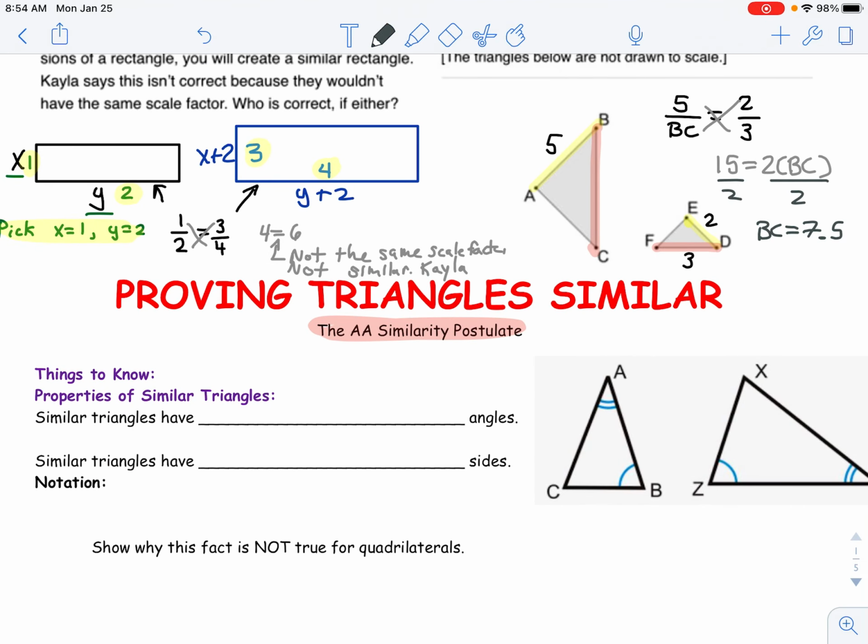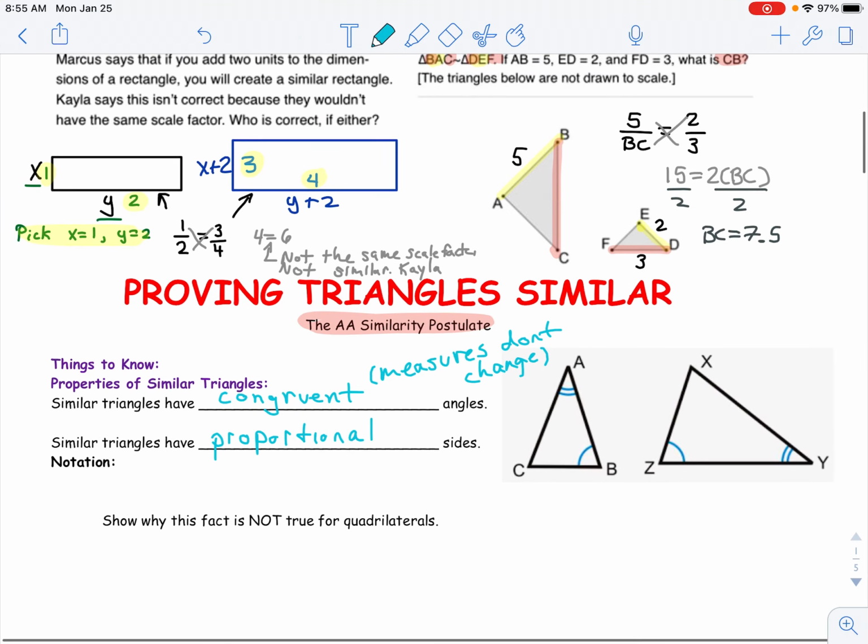Don't you forget this, that similar triangles have congruent angles. The measures don't change. We'll even write that. Just think of an itty bitty equilateral triangle, a very small equilateral triangle, and a ginormous equilateral triangle. All their angles are the same. They're similar. Their angles are congruent. And their sides are proportional. So this is where we make the ratios and all that fun stuff.